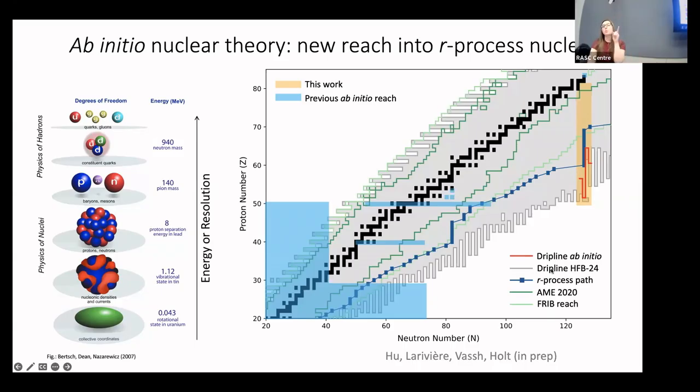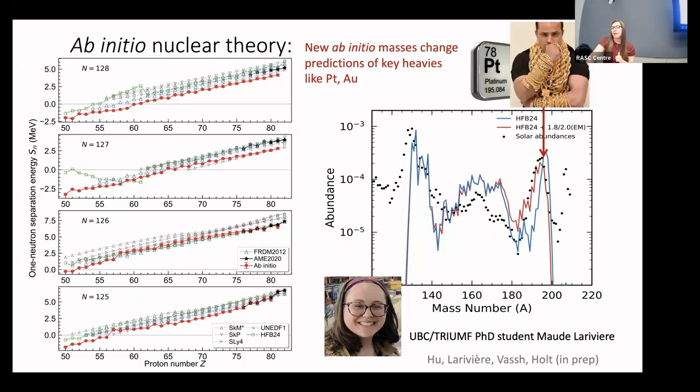So these are the first predictions of masses from ab initio nuclear theory in this region of relevance to gold, where they also predicted down here which species would no longer be stable and can't even hold on to a nucleus. So they went as far as they could with their calculations. It's a tremendous effort that they were able to achieve here. And so what did we get?